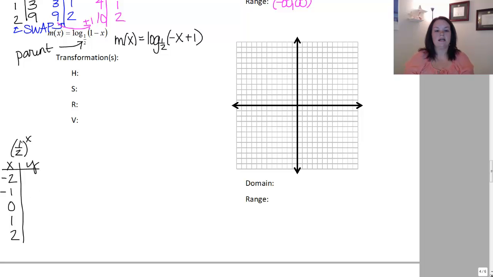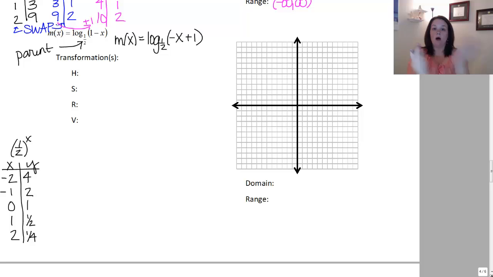When I do 1/2 to the -2 power, the negative flips it, which makes it 2 over 1, which is just 2, and 2 squared is 4. Same thing with the -1, the negative flips it, which makes it 2 over 1, which is just 2. 2 to the first power is 2. Anything raised to the 0 power is 1. 1/2 to the first power is 1/2. 1/2 squared is 1/4. Okay, so this is my exponential.